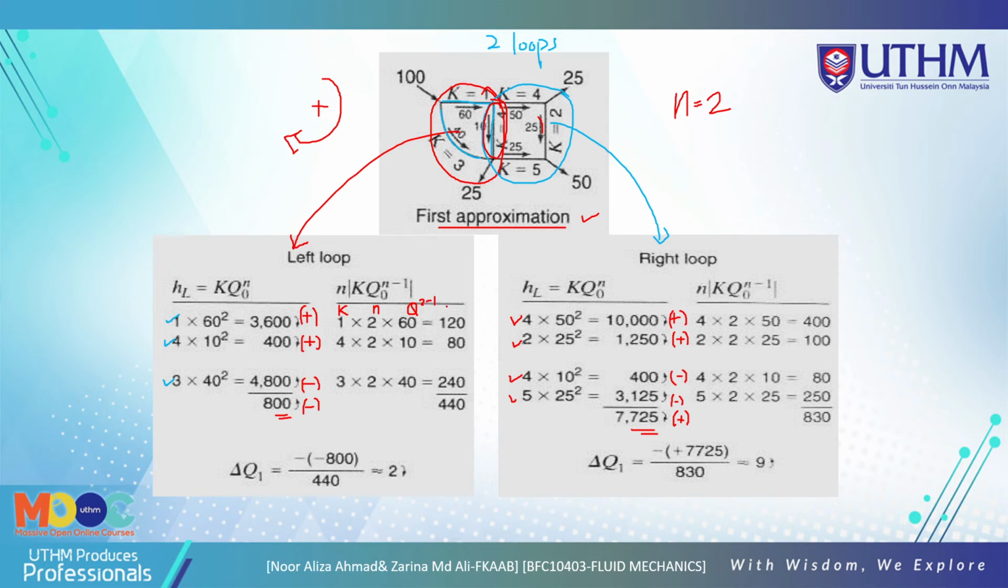So you get 1 here, until you get 120. 4 times 2 times the 10 here, where 10 is the Q, so you get this value, k times n times Q. So you get the value here, and just add them, you get this value.